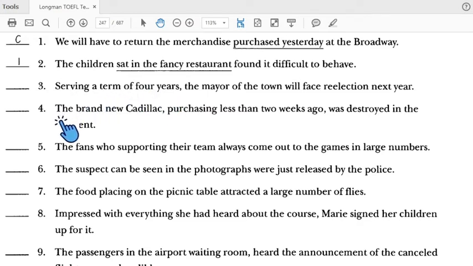Number four, the brand new radical. Okay, there is a comma here. Okay, it means that this is the subject, this is the reduced one. Yeah, okay, this is the verb.